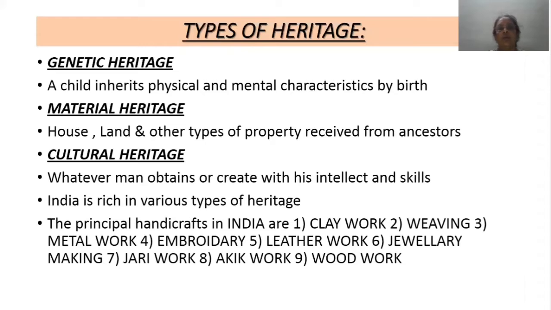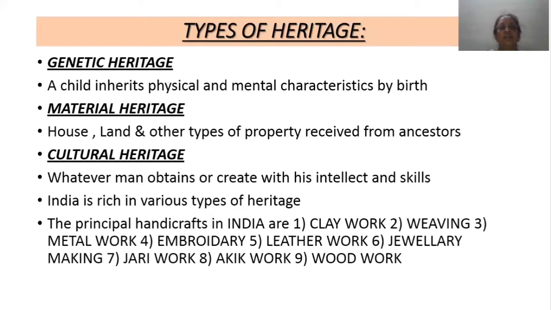So in this lesson you are going to study two more types of heritage. The first is genetic heritage. Genetic heritage means that a child inherits physical and mental characteristics by birth. A child gets physical characteristics from his parents, which means he looks like his father or mother. His face is like that of a father, mother. Height is like that of a father, mother. Mental characteristics means that he is getting some intellectual qualities from his parents, from birth. That is a genetic inheritance. So whatever physical and mental characteristics a child gets from his parents by birth is called a genetic heritage.